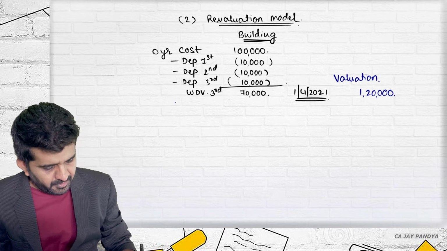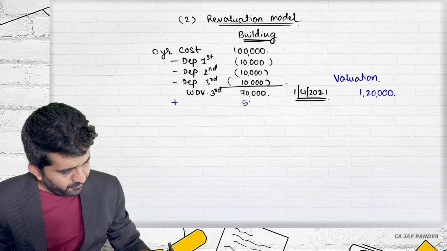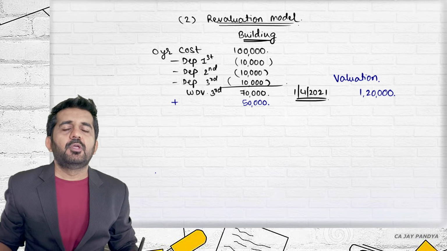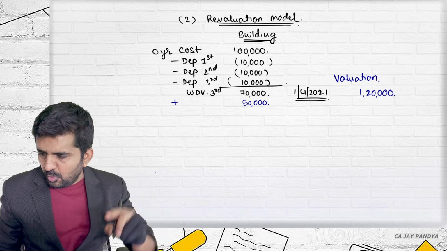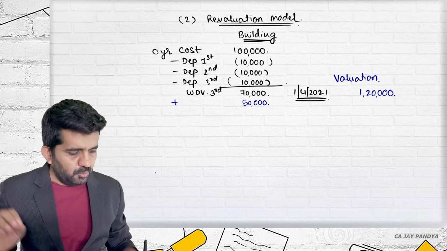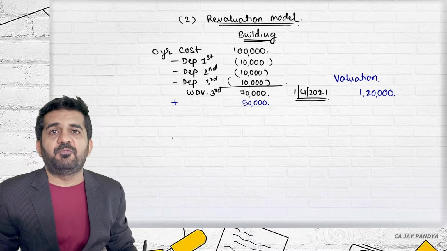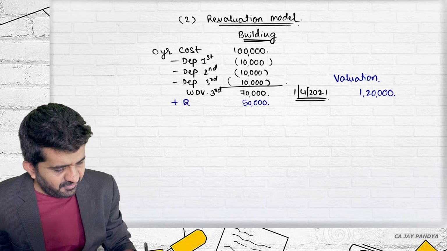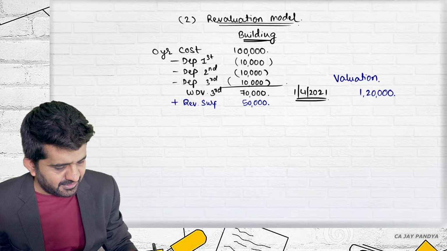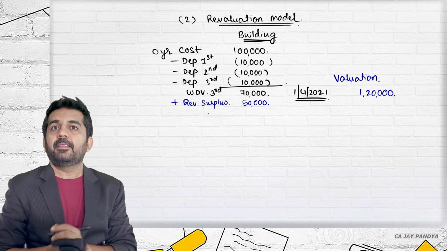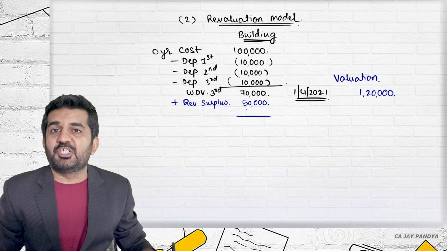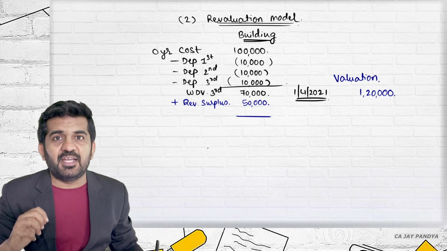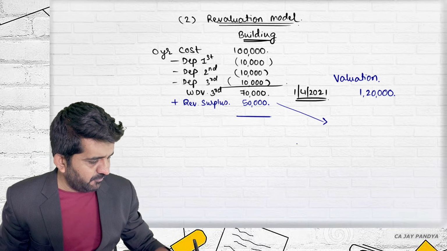Try to concentrate. You will be adding 50,000 rupees to this asset. How? I will also give you the journal entry, but this 50,000 is revaluation reserve or revaluation surplus, as written in AS 10. Now, you cannot just add. Your WDV in the balance sheet is 70,000. If you want to make it 1,20,000, you will have to pass a journal entry. And which journal entry is passed?